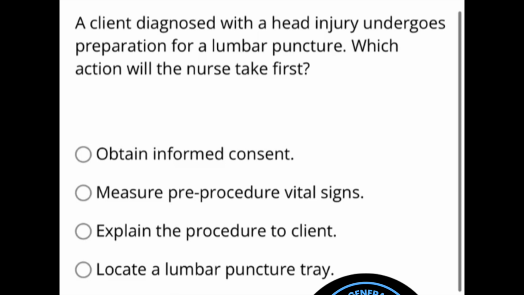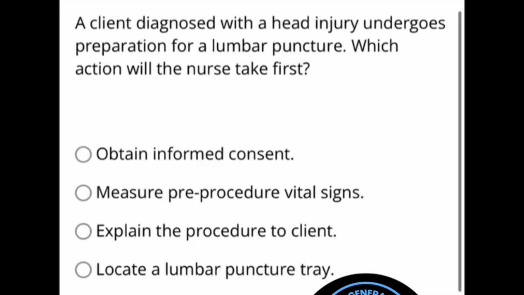Usually it's going to be assessing your patient. So if you measure pre-procedure vital signs, don't forget your patient has a head injury. If their respirations go up, if their pulse goes down, and if they have widening pulse pressures, which means their systolic is super high and their diastolic is low, this is a Cushing's response to increased intracranial pressure, which is a contraindication to a lumbar puncture.